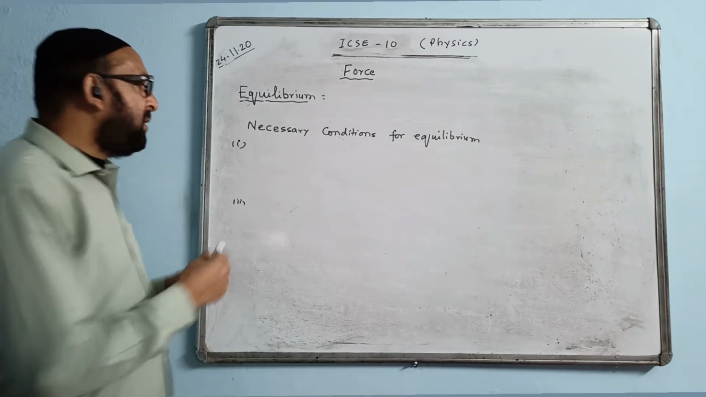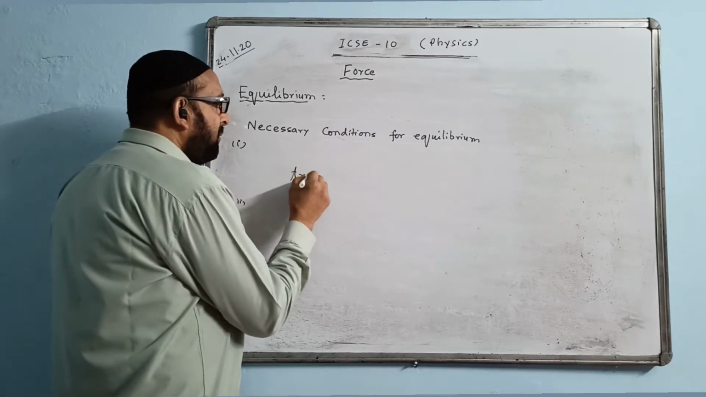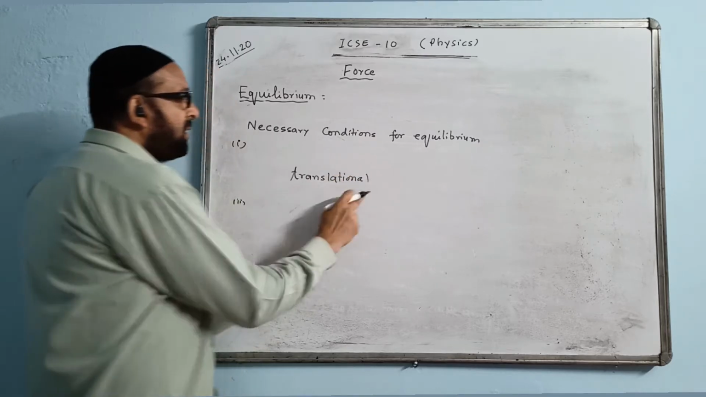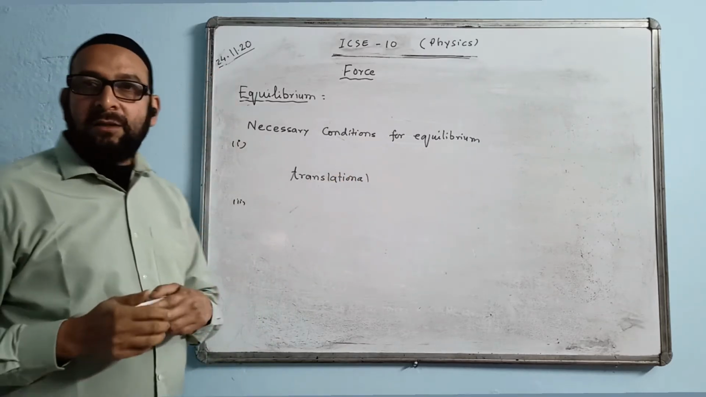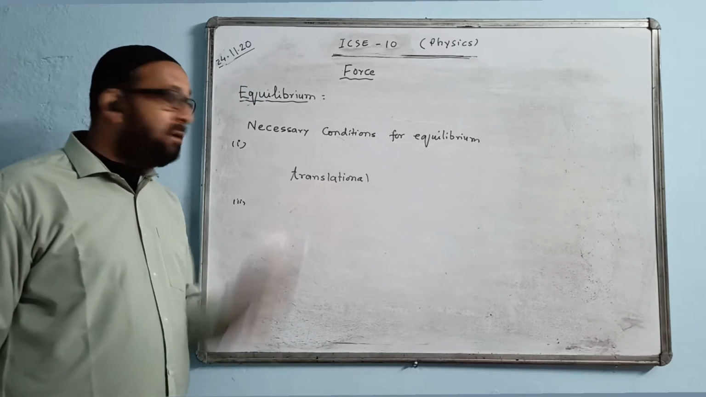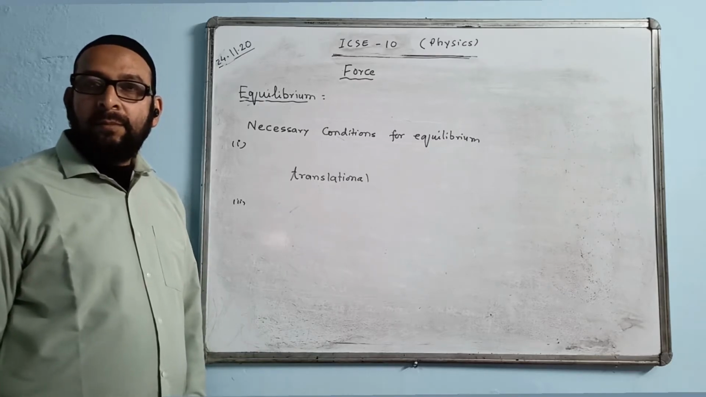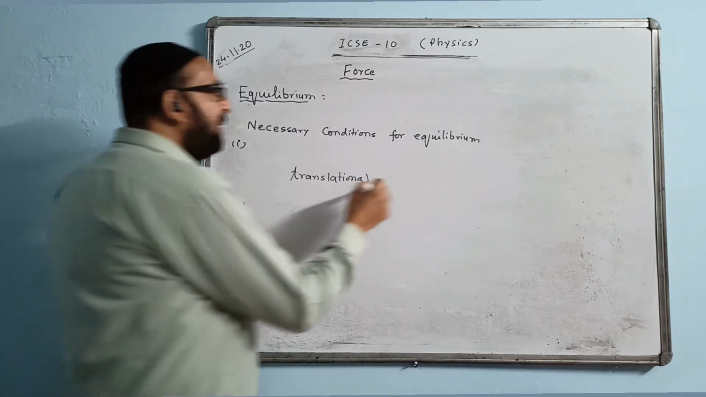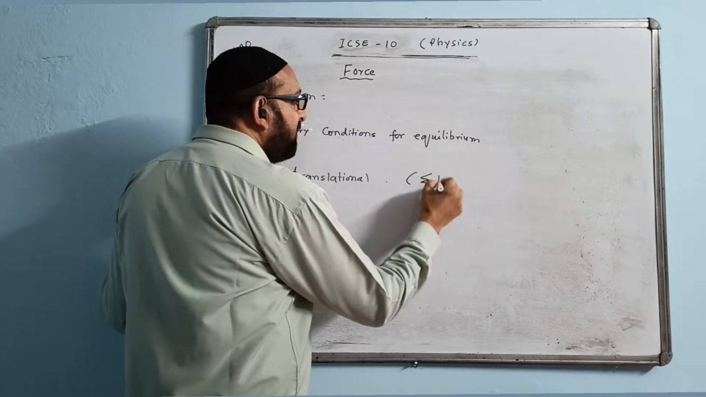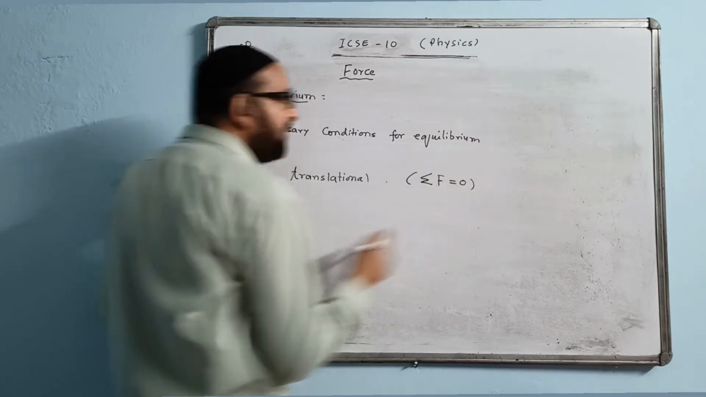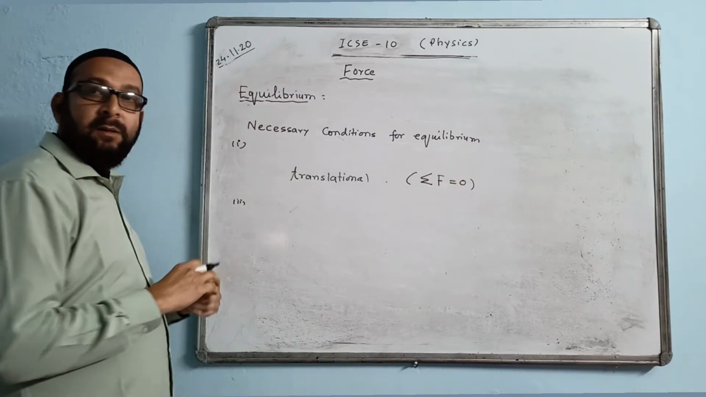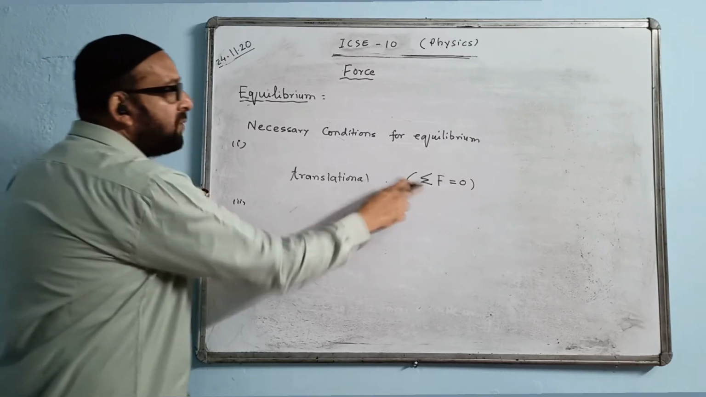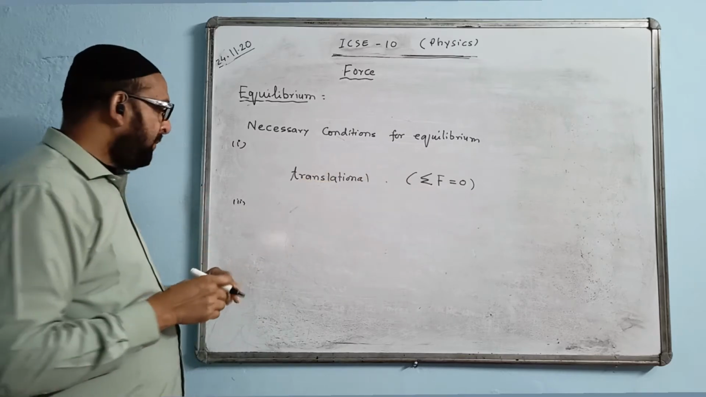translational equilibrium. This is a necessary condition for translational equilibrium. You can write under bracket summation F equal to 0. First you write it down, then I'll explain. Summation F equal to 0. This is the sign of summation, sigma.